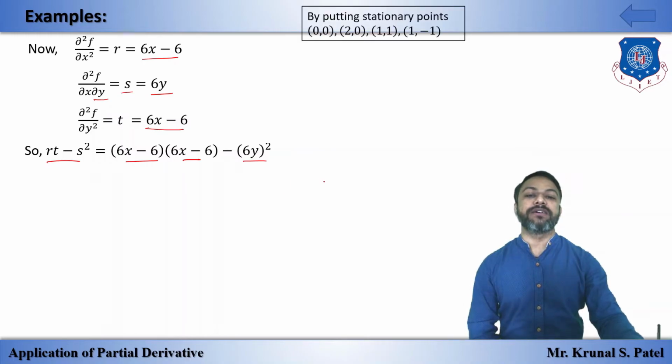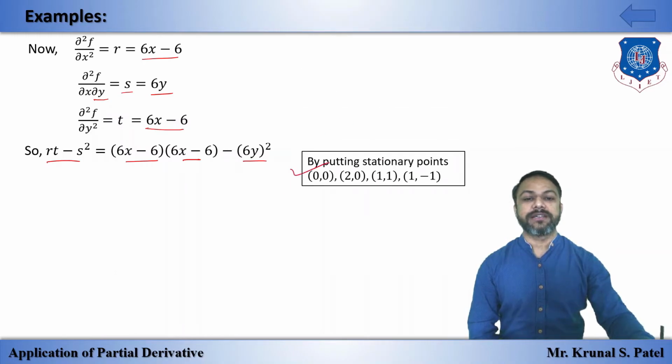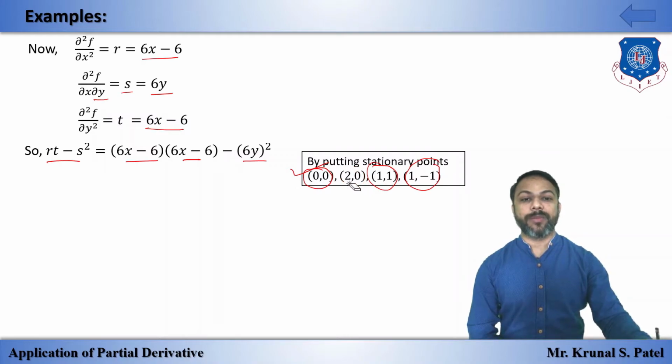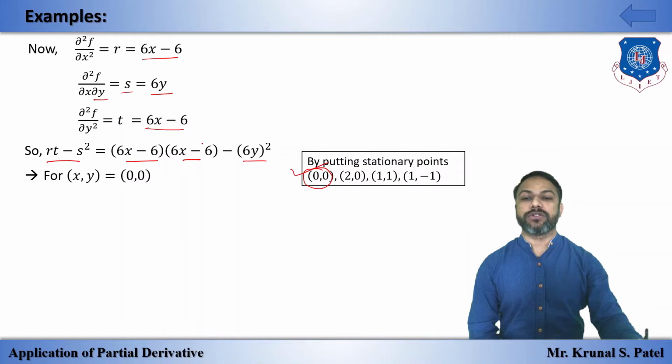Now we have these stationary points, so we will start one by one. First we will take the point (0, 0). Then the second point we will take (2, 0). The third point we will take (1, 1). And the fourth point we will take (1, minus 1). So let's start with the first point. (0, 0). Ready? x, y is equal to 0, 0.